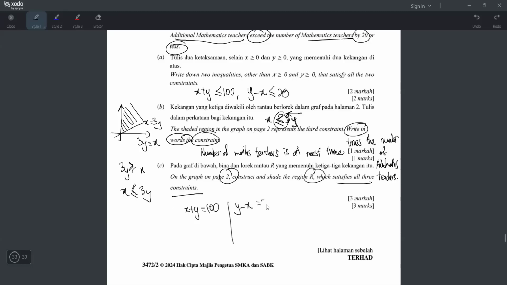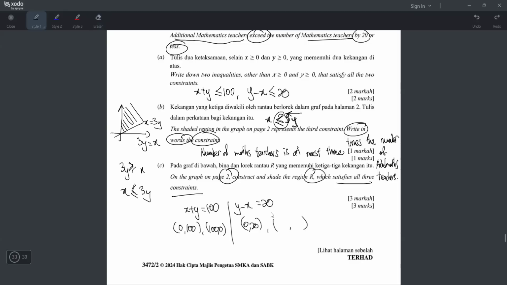Okay, for this also, y minus x equals 20, and then cari 2 point, so that I can plot the point and join the line lah. Okay, when x kosong dapat 100 sini, when y kosong dapat 100 sini, when x kosong I dapat 20. Okay, if I ganti y kosong, my x will be negative. Okay, and xy tak ada negative because xy is the bilangan guru. So don't change to another point lah.